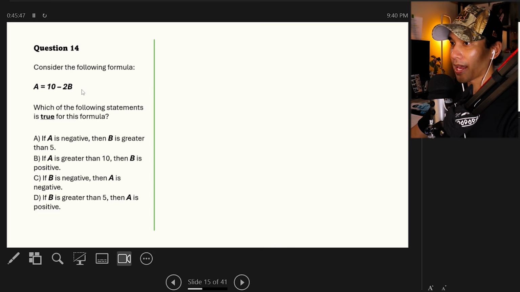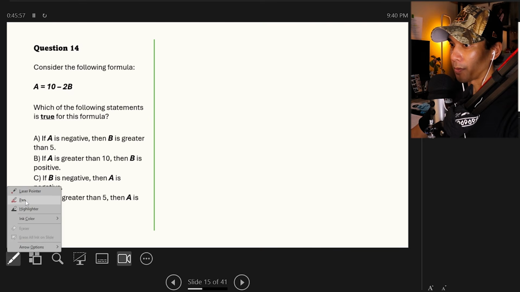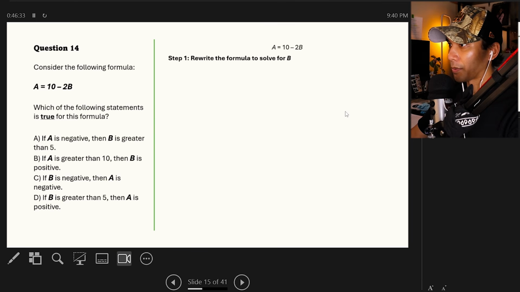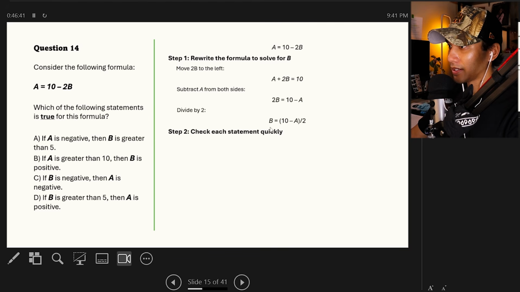So consider the following formula: a equals 10 minus 2b. What I know you have to do for this question is isolate b. So we have to change everything in terms of b. I don't know why, but that's what we do. Rewrite the formula to solve for b. At least I know that. a plus 2b equals 10, subtract a from both sides. Then we have b equals 10 minus a over 2.